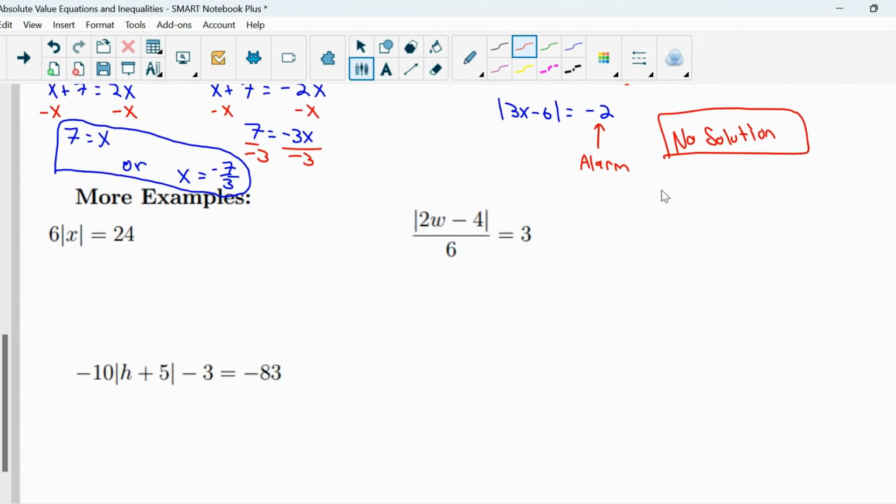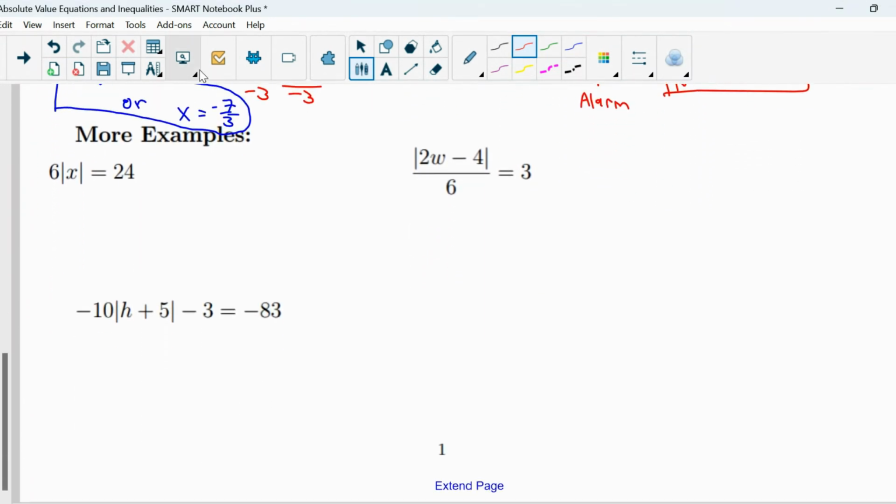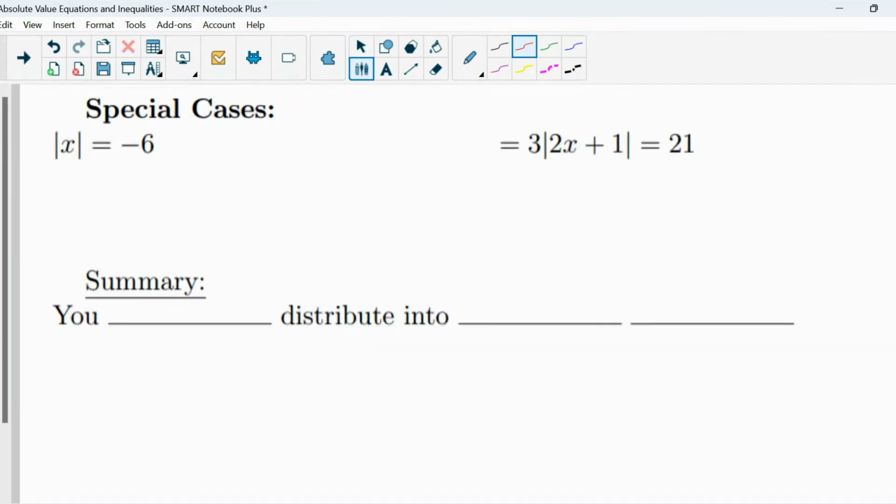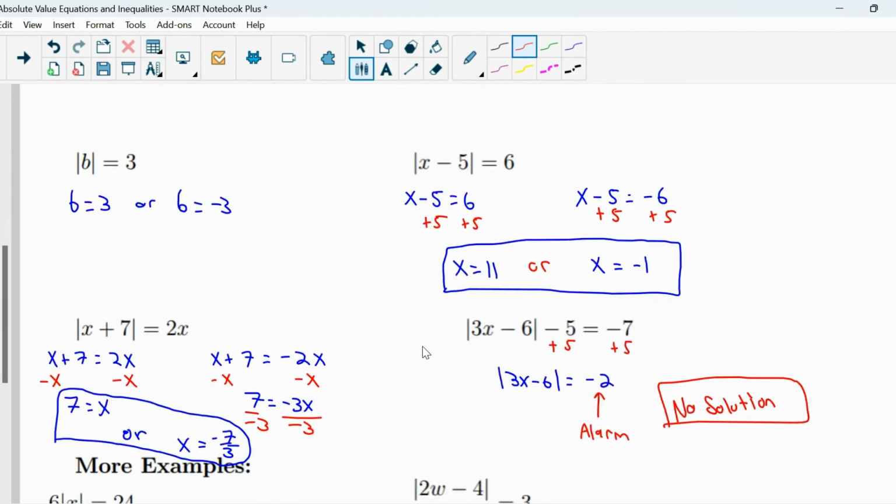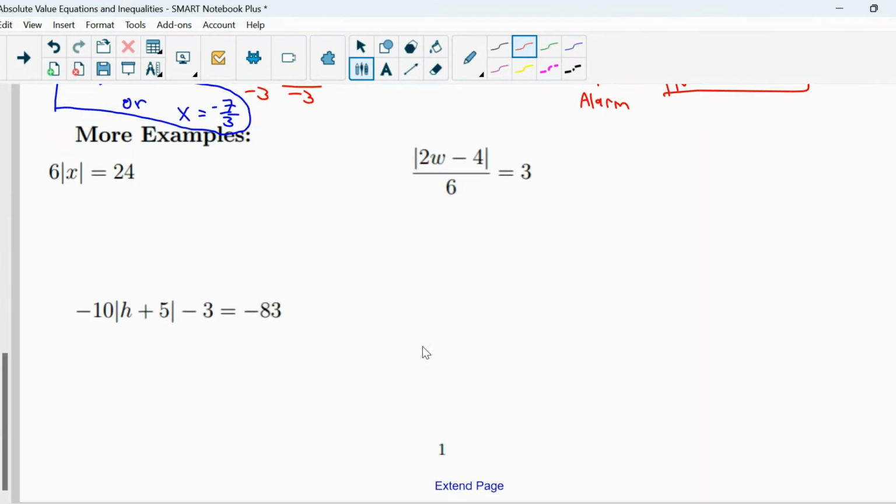So continuing, we have a couple more examples. Let's see what's on page 2 here. We have just special cases. So let's do our first example here. Then we'll save the other two for the start of class, and we'll call it there.